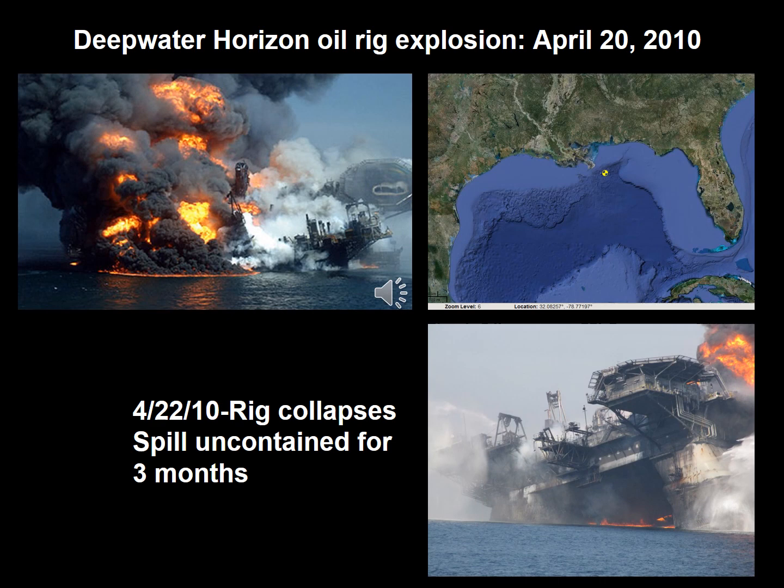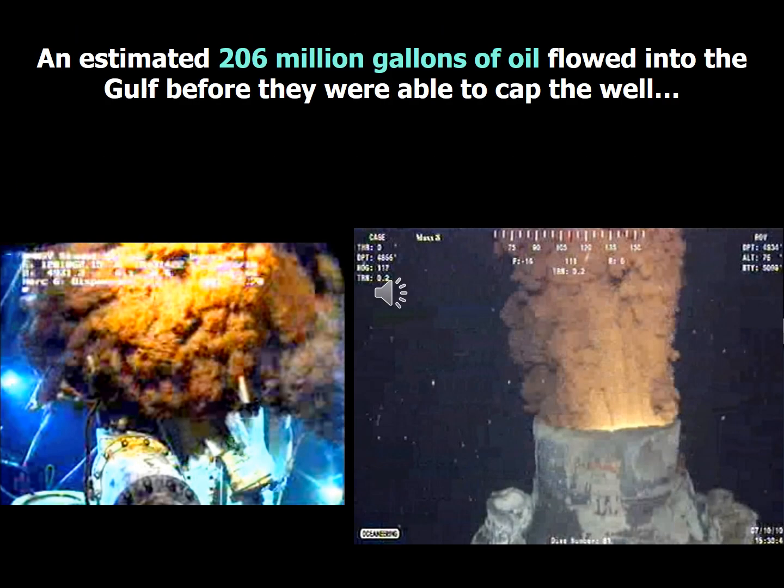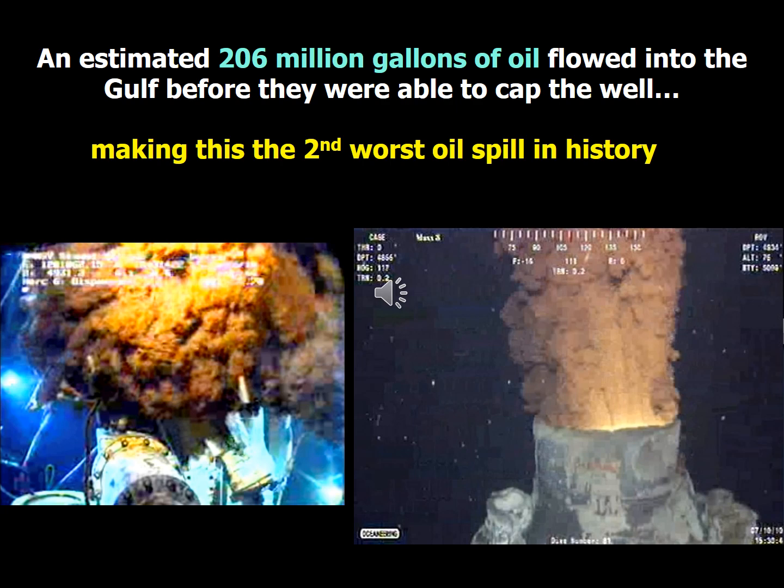And then in 2010, the Deepwater Horizon oil rig, the platform in the Gulf of Mexico, exploded and killed 11 people. 126 workers were on there, 17 other people were hurt, and it caused a massive oil spill. In the Deepwater Horizon oil spill, 206 million gallons of oil flowed into the Gulf marine environment. This made it the second worst oil spill in history.